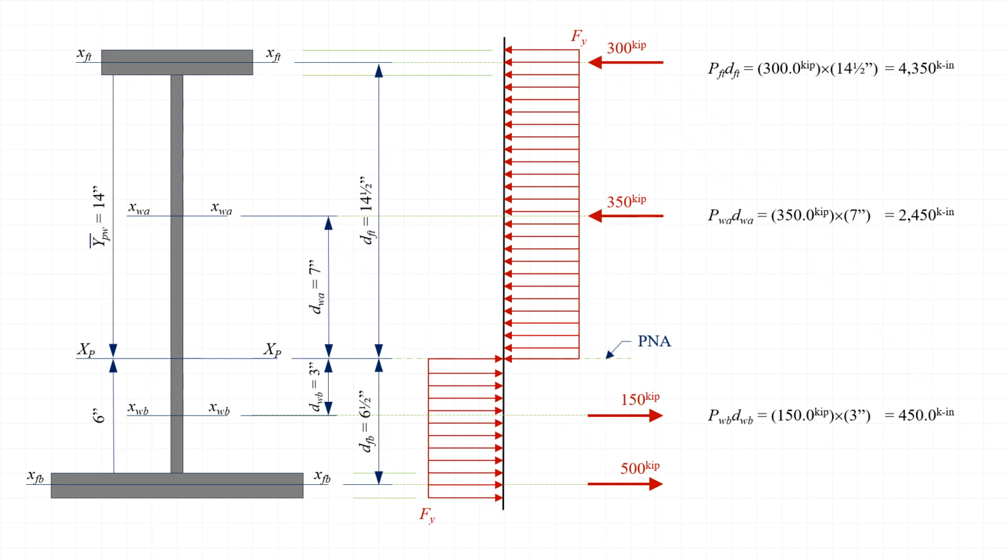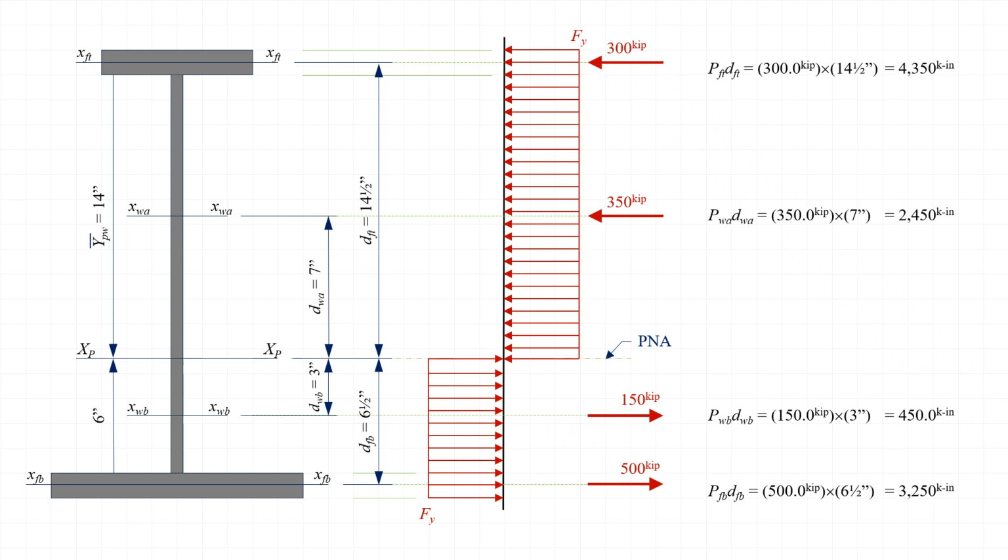Next, we can calculate the moment created by the plastic force resultant in the web below the plastic neutral axis, which is 150 kips times a distance of 3 inches, or 450 kip inches. And then finally, we can calculate the moment created by the plastic force resultant in the bottom flange, which is 500 kips times the distance of 6.5 inches, or 3,250 kip inches.